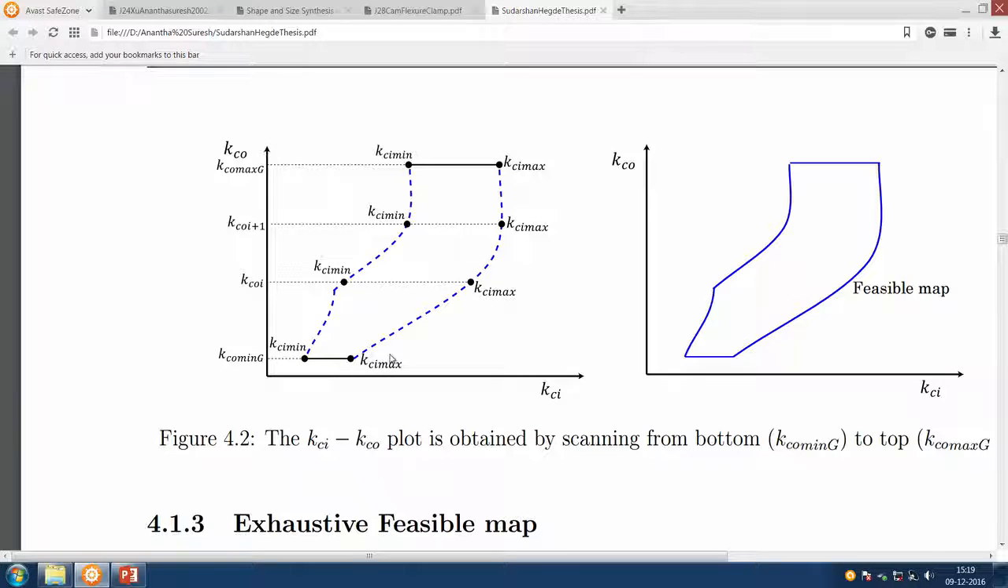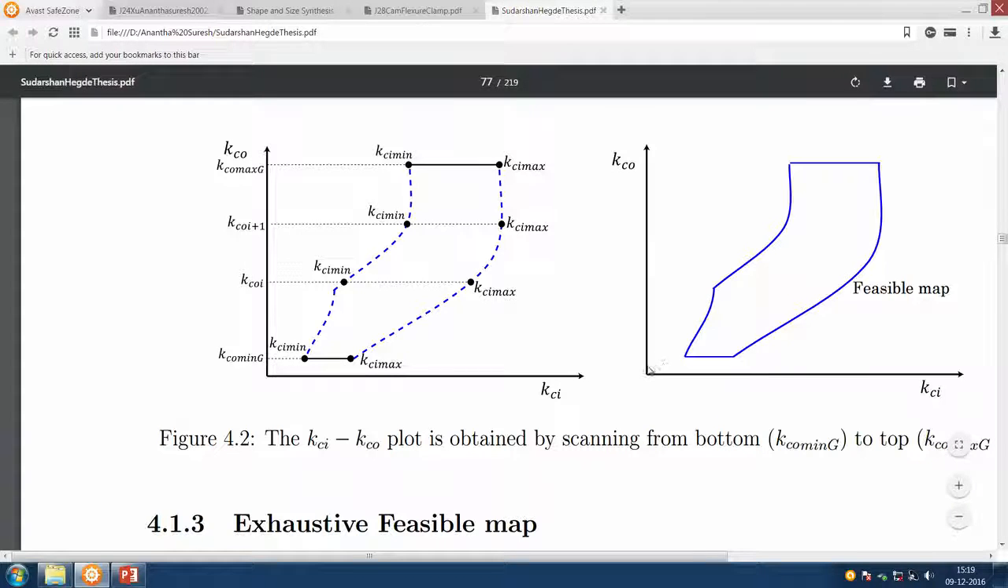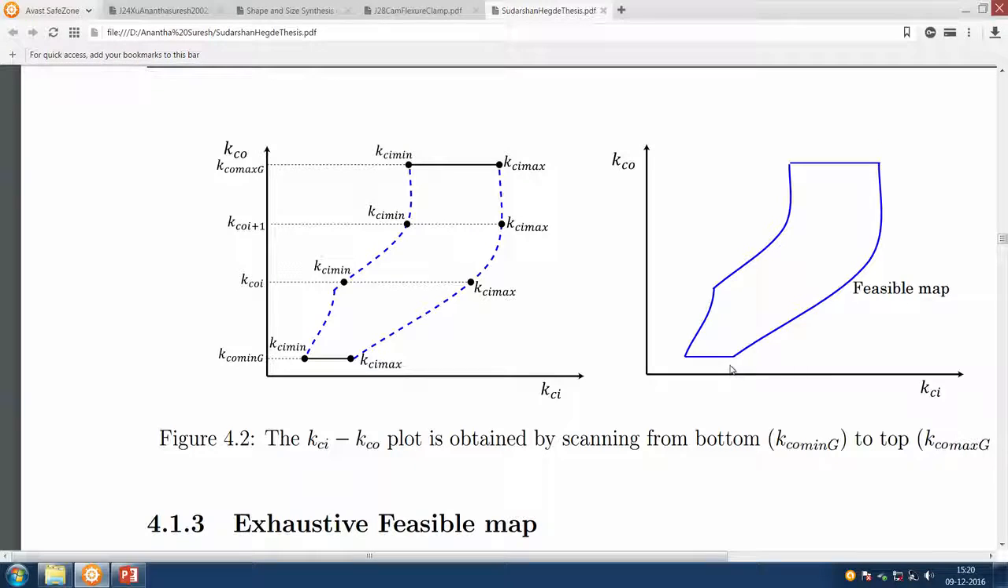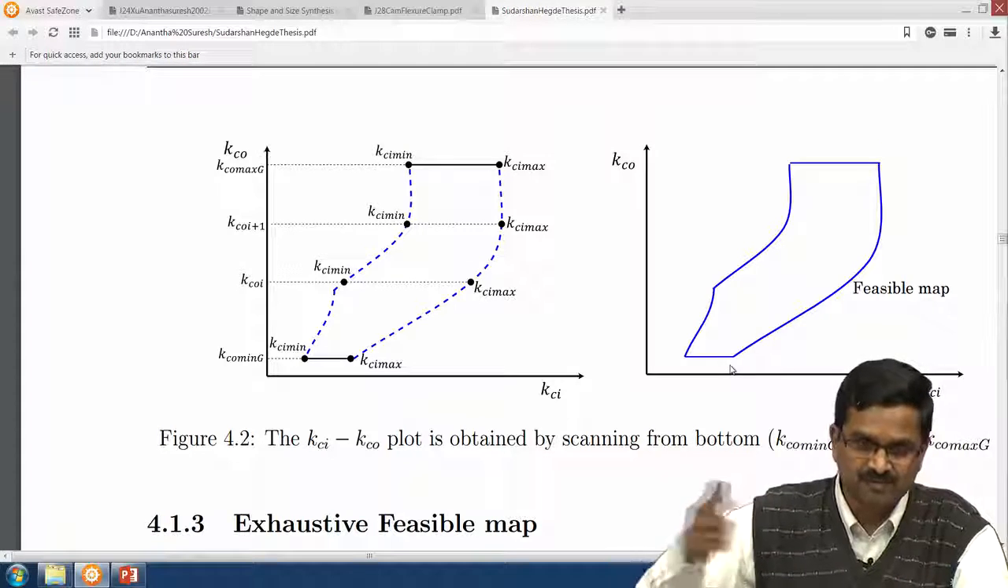If the KCI value is positive, then I take it. If it is negative, I discard that KCO value, meaning that if I were to take a KCO, this is the feasibility map, if I take a KCO that is over here, there is no corresponding KCI and n. That is what we decide by solving these inequalities and equations, by solving an optimization problem, which I will show you.